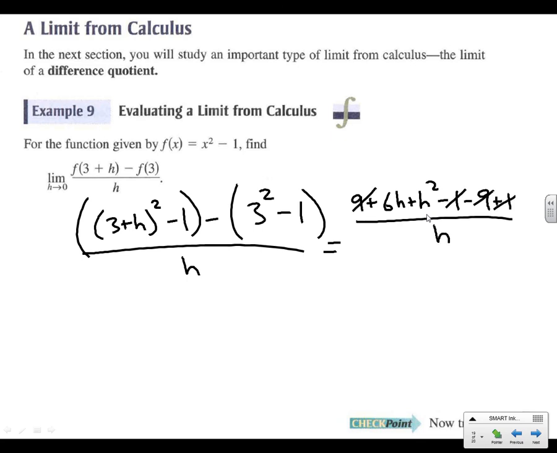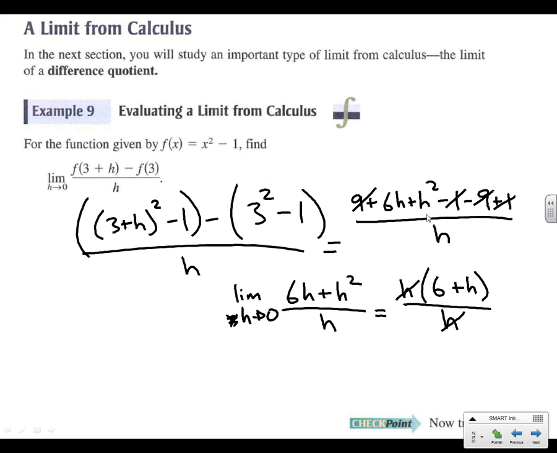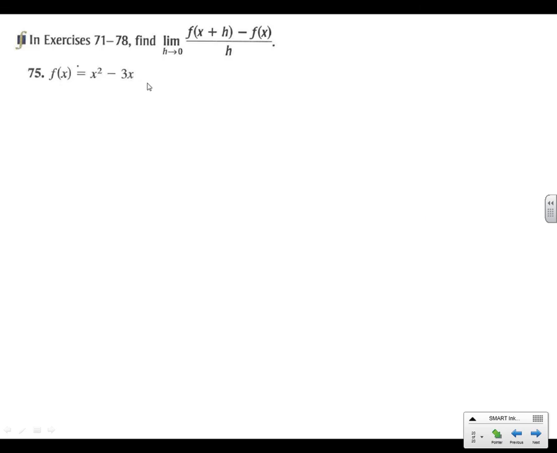Get out of here. And get out of here. We've got 6h plus h squared all over h. And we're trying to find the limit as h approaches 0. So we can't plug it in right away because we have h in the denominator and 0 can't be the denominator. But we can use that first technique we learned in this chapter, the dividing out technique. If we cancel our h's, what's the limit as h approaches 0 of 6 plus h? That's just going to be through direct substitution, 6 plus 0, or 6. All right? So tangle with direct substitution and the difference quotient here on 75, and you're all done for 12-2.